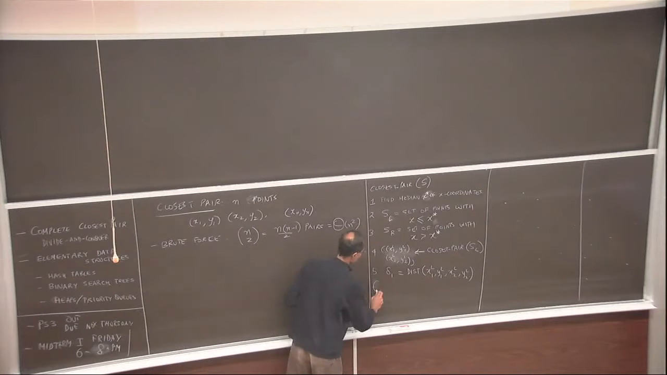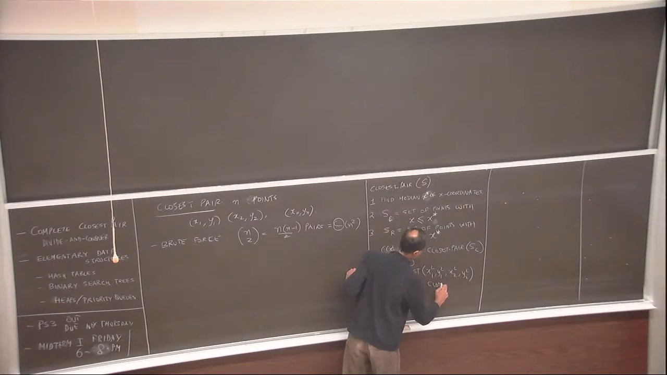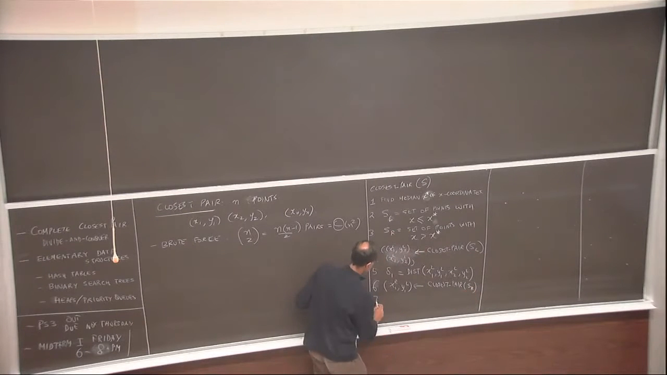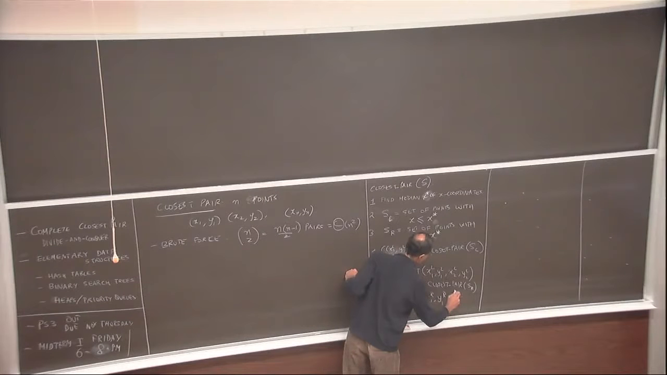Similarly, we have to do the same thing for the right half: x1 r, y1 r, closest pair r, and delta 2 equals this of x1 r, y1 r, x2 r.